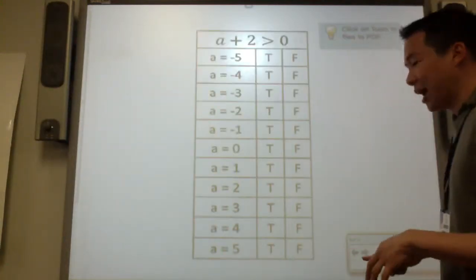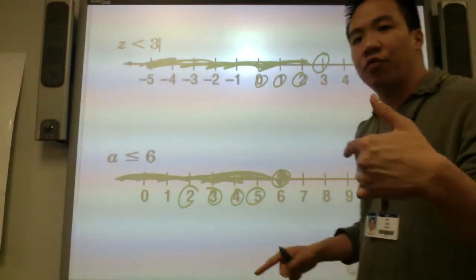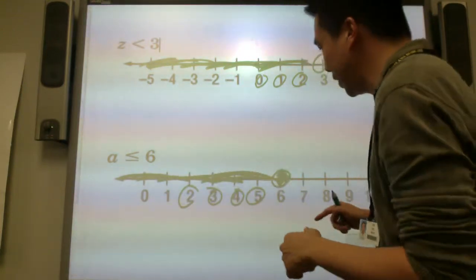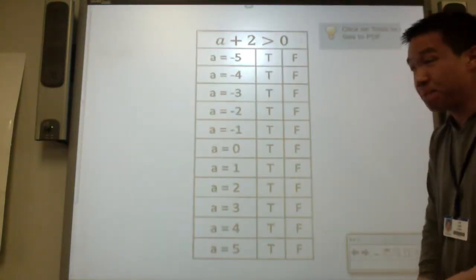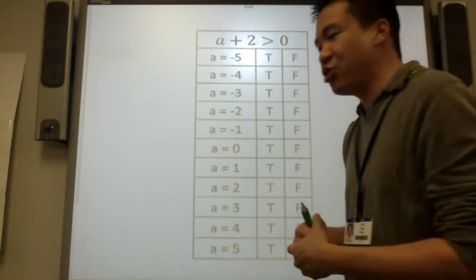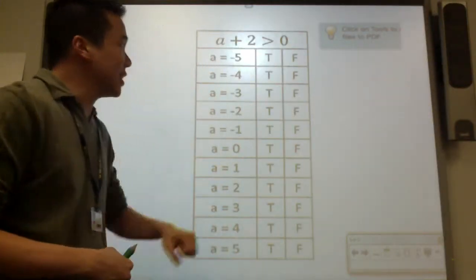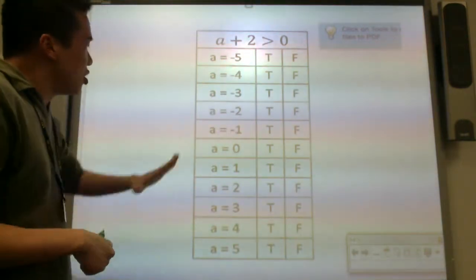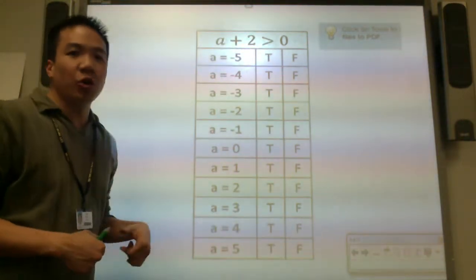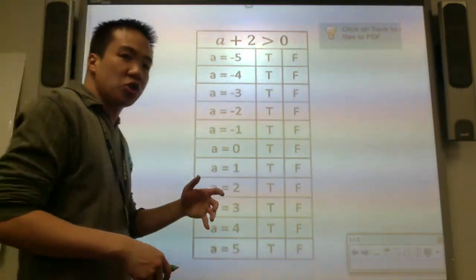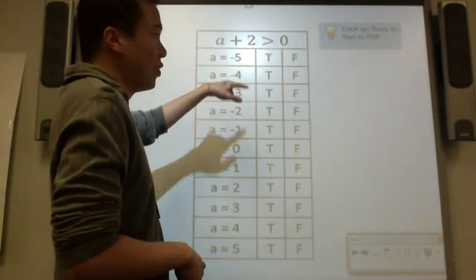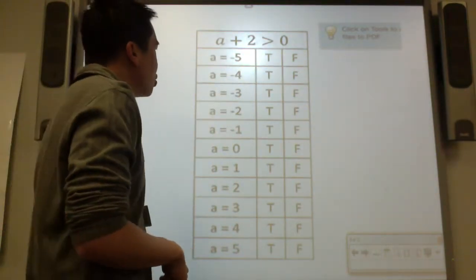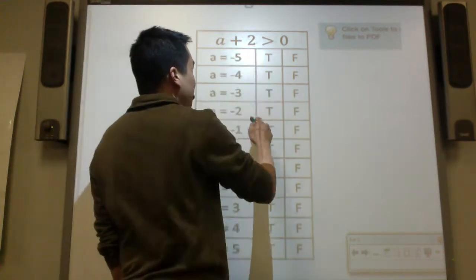Now that we remember how to shade in and now we know how to graph inequality, it is time to solve an inequality. So let's do an investigation. At what instant will a plus 2 be greater than 0? So I wrote out all kinds of things. We're going to find true or false. If I substitute or plug in the a with negative 5, negative 5 plus 2 is negative 3. Is negative 3 greater than 0?